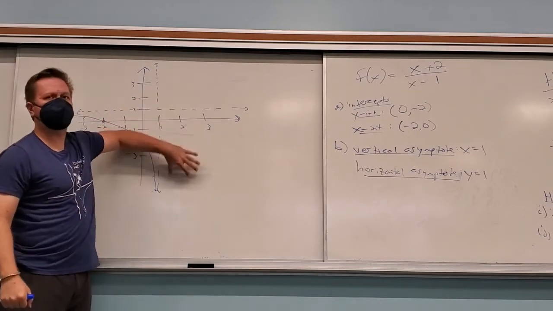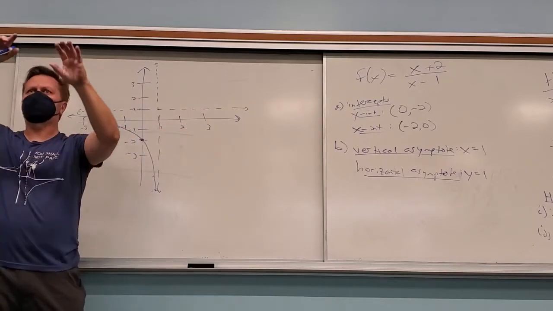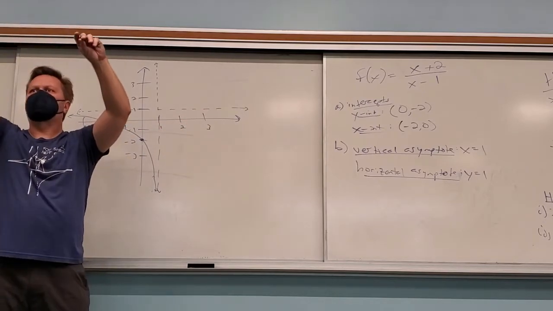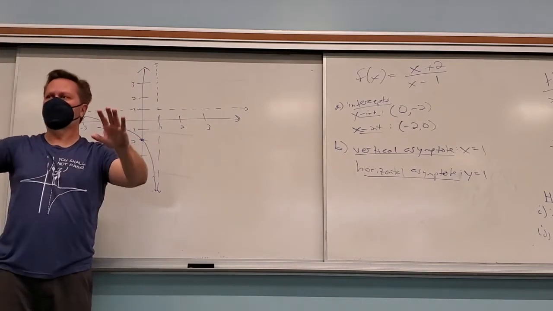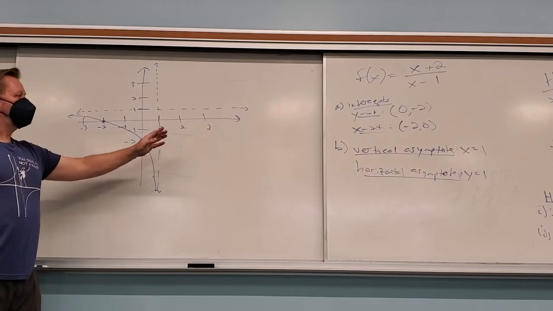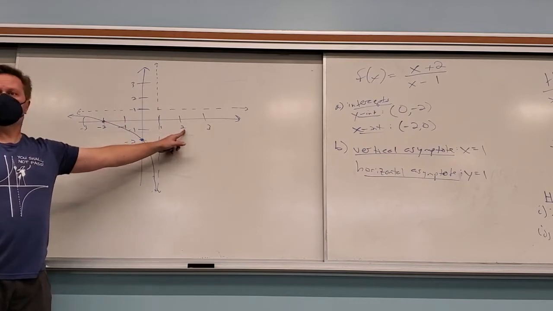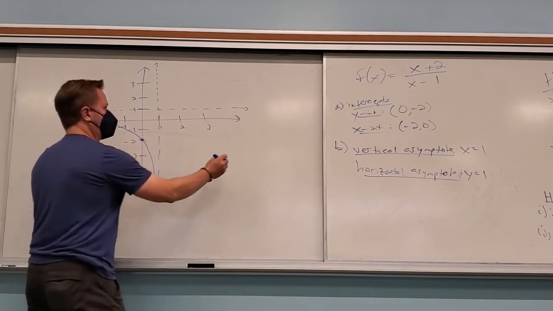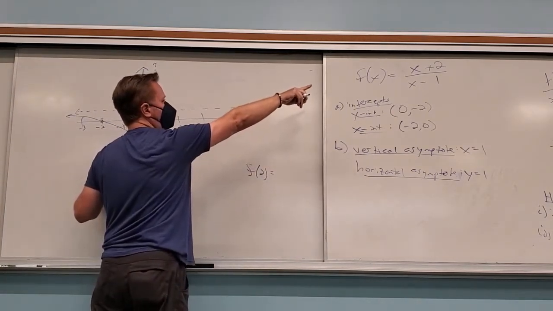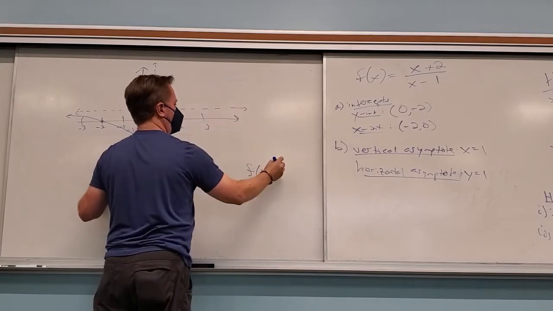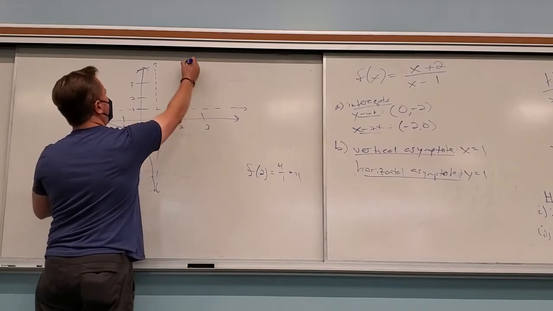I want to investigate over here. So what's a good input to plug in? Sort of like we did with polynomial functions, where we did f of 2 and f of negative 1 to see how tall it was. So what's a good function value to figure out? Maybe at 2. So what is f of 2? Yeah, 4 over 1, so it's 4. So f of 2 is 4, so it's up here.